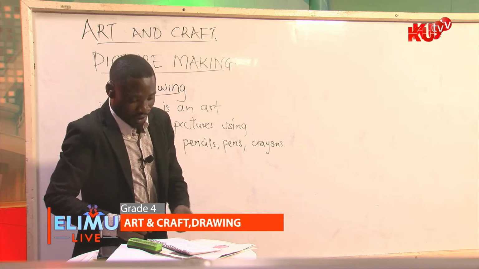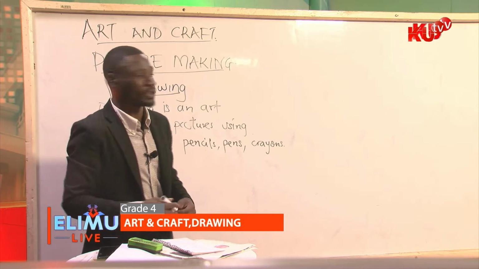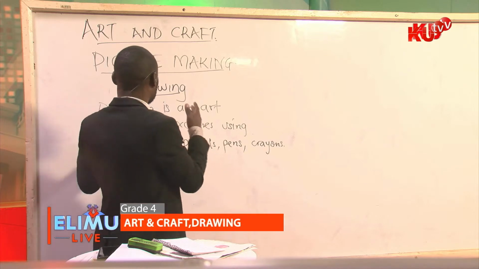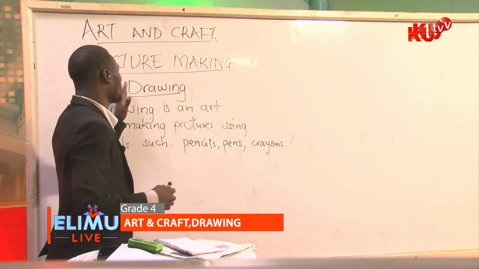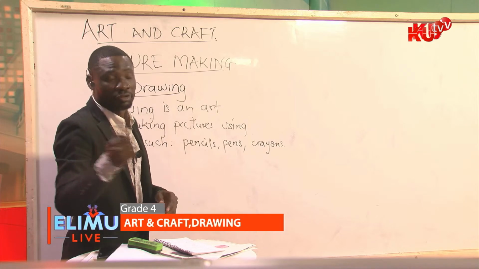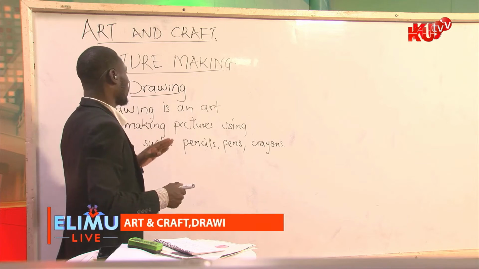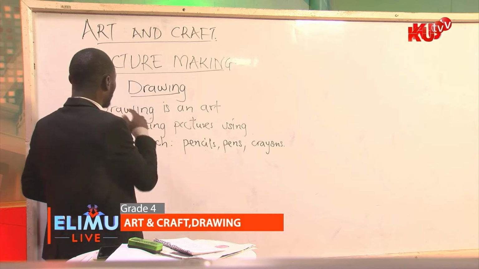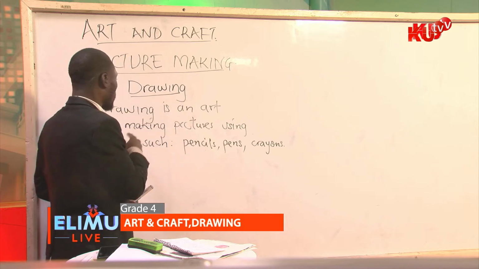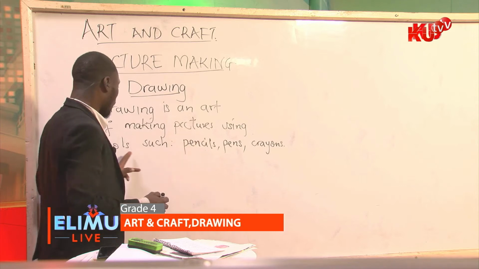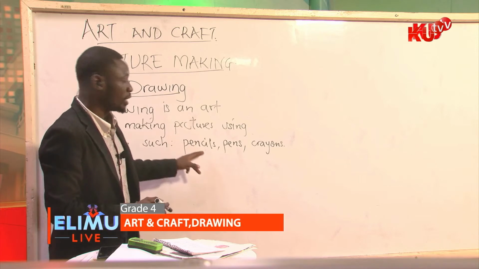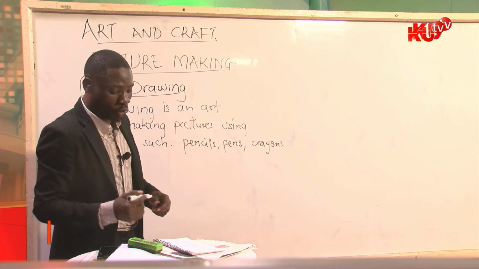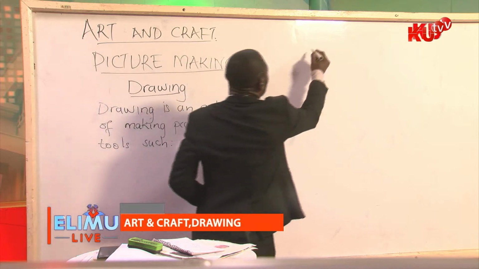Okay, smudge technique. That is the substrand that we are going to talk about today. I was just introducing this topic, that is picture making, the first unit of grade 4 art and craft. Drawing is a skill, one of the ways of making pictures. And you have said that drawing is an art of making pictures using tools such as pencils, pens, and also crayons. So I want us to go directly to smudge technique.